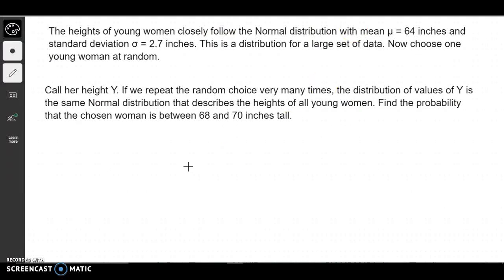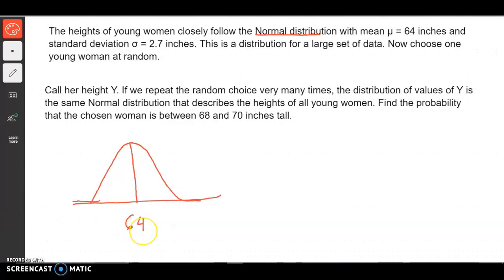So in our next example, we have a different kind of distribution. We have a normal distribution. Hopefully you remember normal distributions from earlier in the year. They make kind of these bell curve shapes. And this normal distribution, we were told, has a mean of 64 and a standard deviation of 2.7.